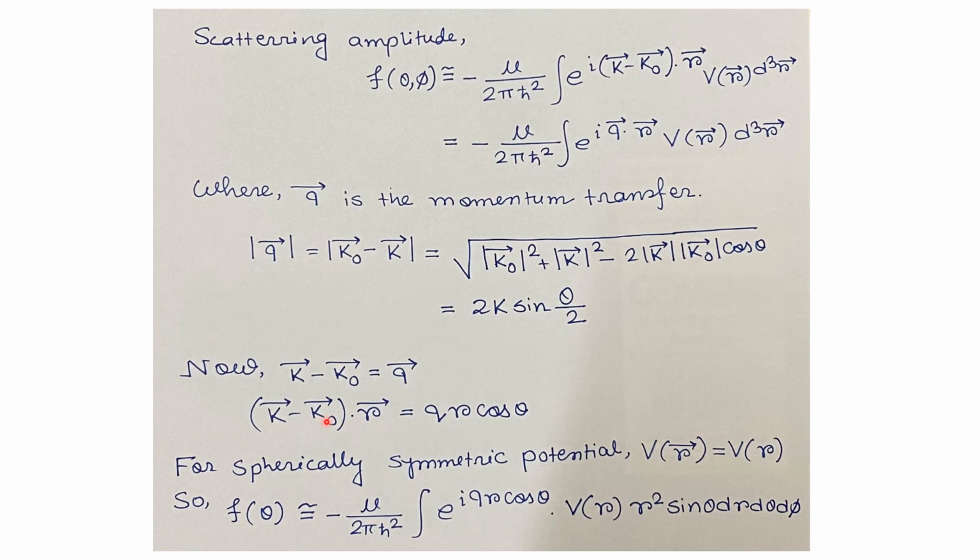Now we have k vector minus k₀ vector equals q vector. If we take the dot product with r vector on both sides, then it will give (k − k₀)·r equals q r cos θ, where θ is the angle between q vector and r vector. Now for a spherically symmetric potential, V(r vector) will be V(r), that is the distance from the origin. For the spherically symmetric potential case, the scattering amplitude f will be only a function of θ, and that can be written as minus μ/(2πħ²) times the integration of e^(i q r cos θ) times V(r) times the volume element, which gives r² sin θ dr dθ dφ.